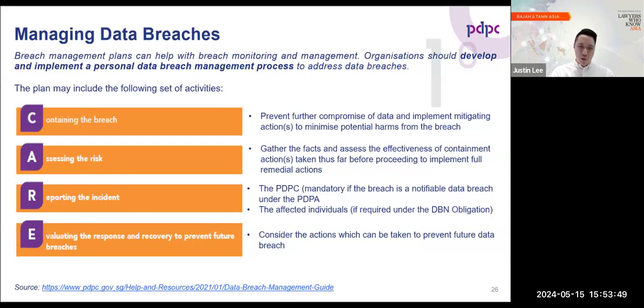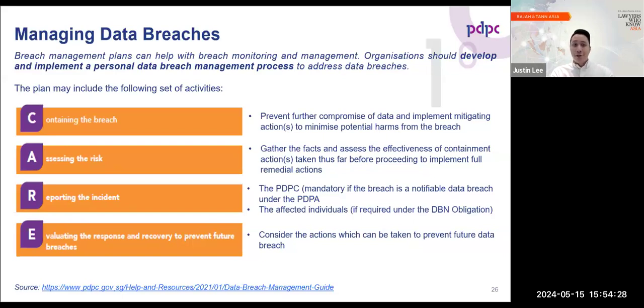And the useful acronym that the PDPC has come up with is CARE. So that plan will cover the four steps, right? Containing the breach, which is preventing further compromise of the data, implementing mitigating actions to minimize the harm from the breach. So for example, if it's some kind of cyber attack, you want to immediately isolate that system, take it down, disable its connection to the internet so that whatever damage cannot be continued or spread. Data cannot be exfiltrated out of the server back to whoever through the internet.